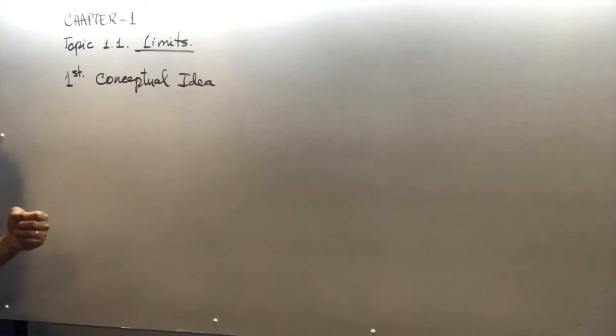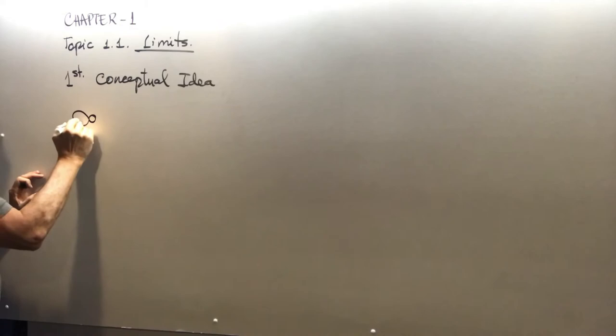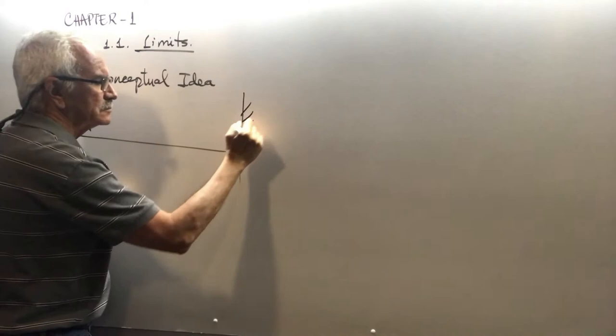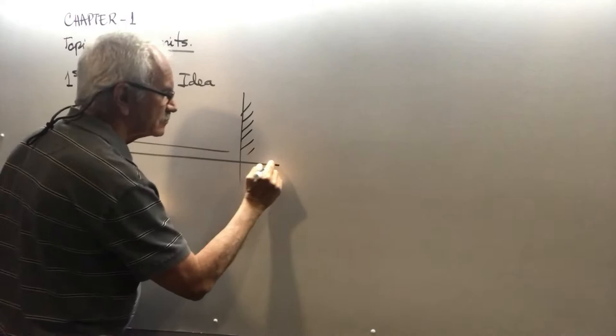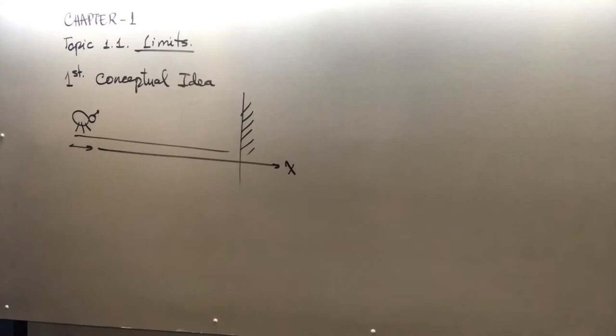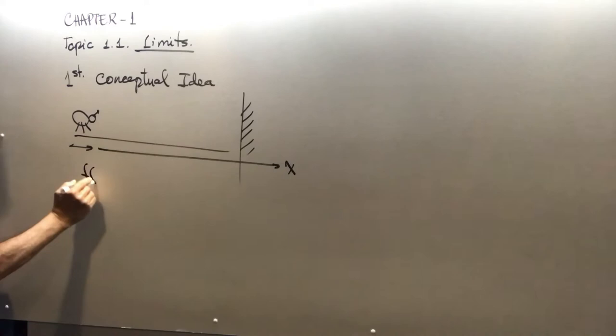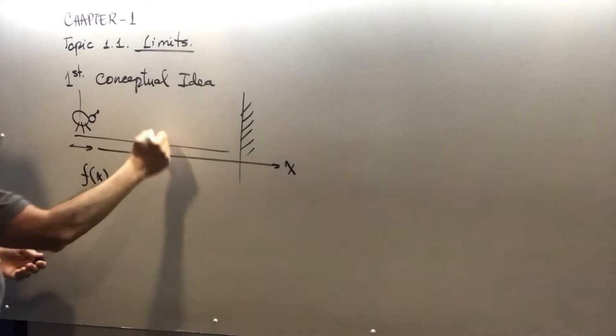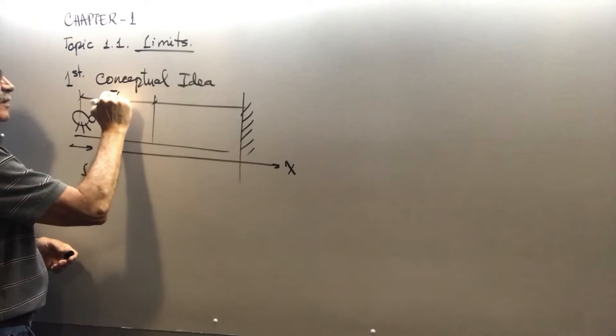Let's consider that we have a cockroach coming to this wall in that direction, and we will name it the X direction. Its trajectory can be considered some function of X. The first day, it went 50% of the distance.